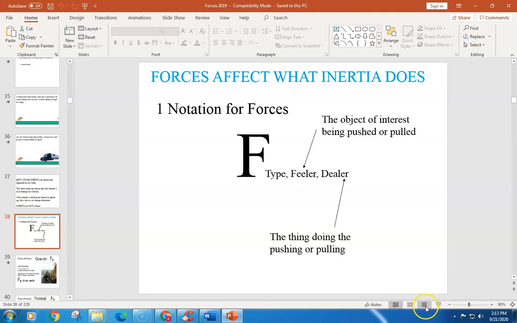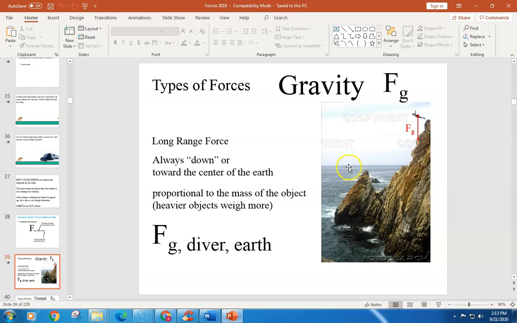One thing we're going to be doing when we label forces, not just use an arrow, but at least for the beginning, we're going to use this format called the type, feeler, and dealer. So there'll be the force and then the type of force: friction, normal force, gravity, etc. The object which the force is on, and the object which is the giver of that force, the dealer of that force. So for example, if we talk about the force of gravity, there's F sub g.